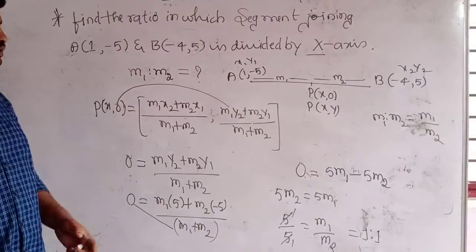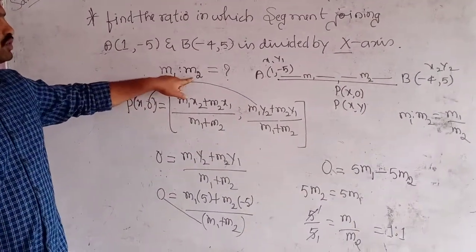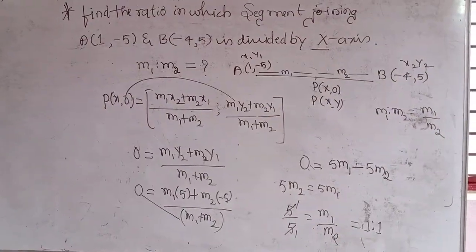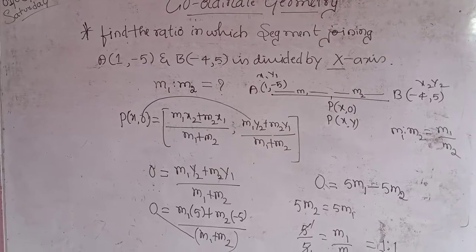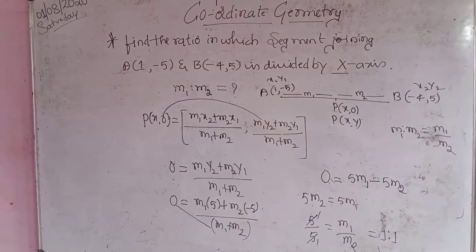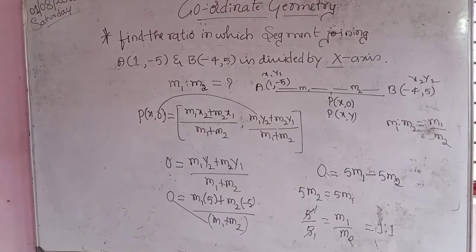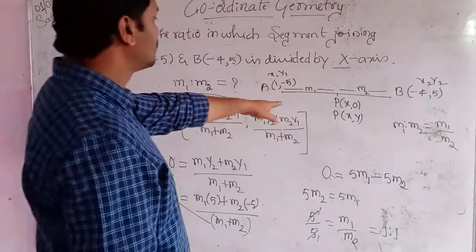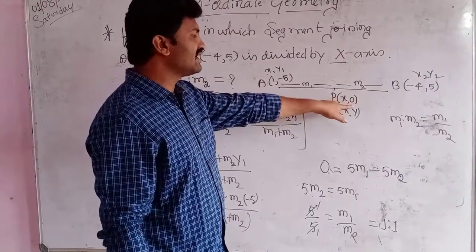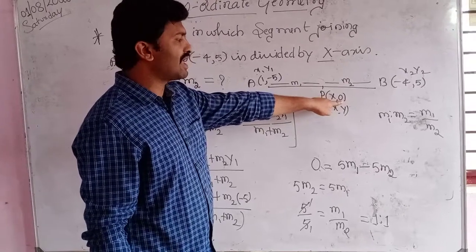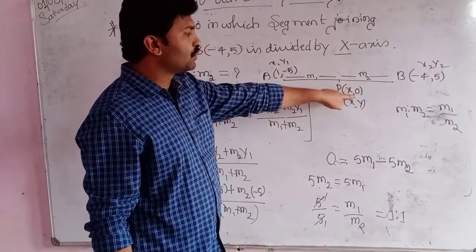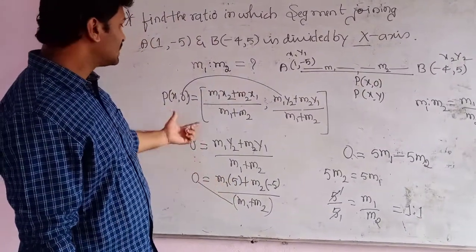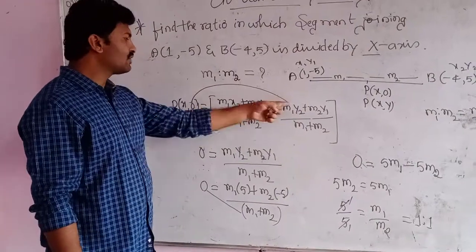This is the way to find the ratio of m1 and m2. First, we have to consider the section formula. In the section formula, you can consider both coordinates, but here we know the point (x, 0) in which the y coordinate is a known value and x is an unknown value. With the known value, we can easily find the ratio of m1 to m2. That's why here I consider only the y coordinate.